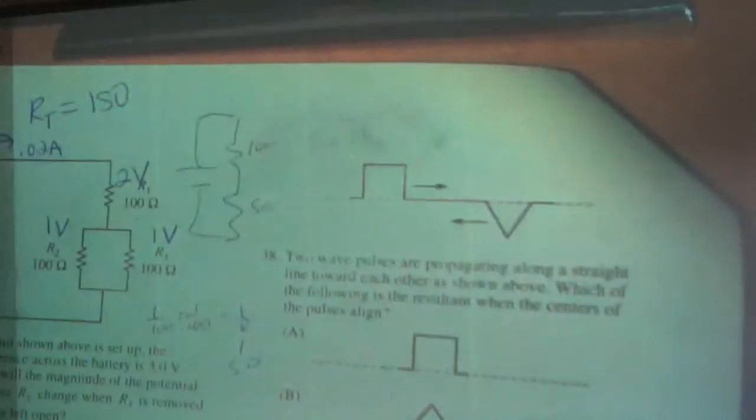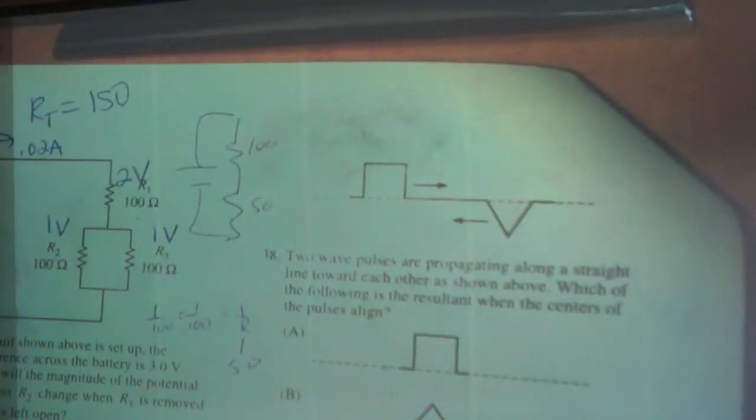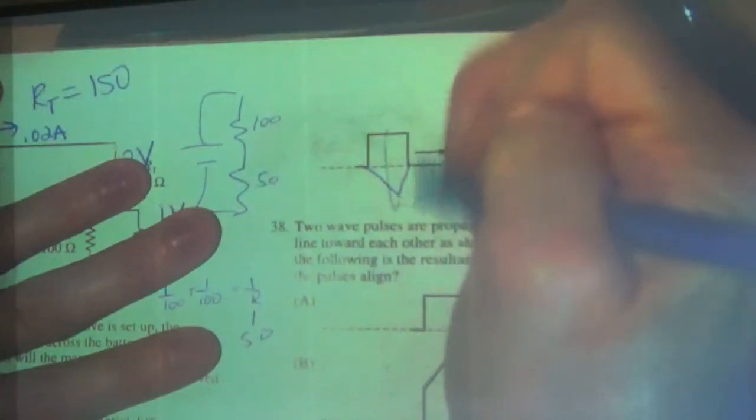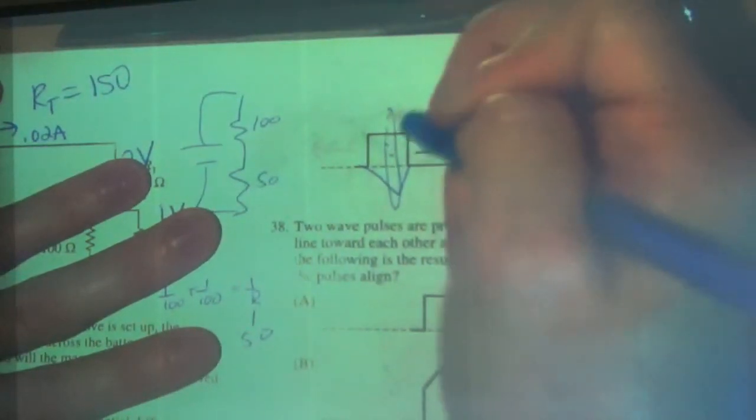Two wave pulses, what is the resultant when they align? So here I have up and down. There's going to be some destructive interference. So when I have this, basically this is like a subtraction.